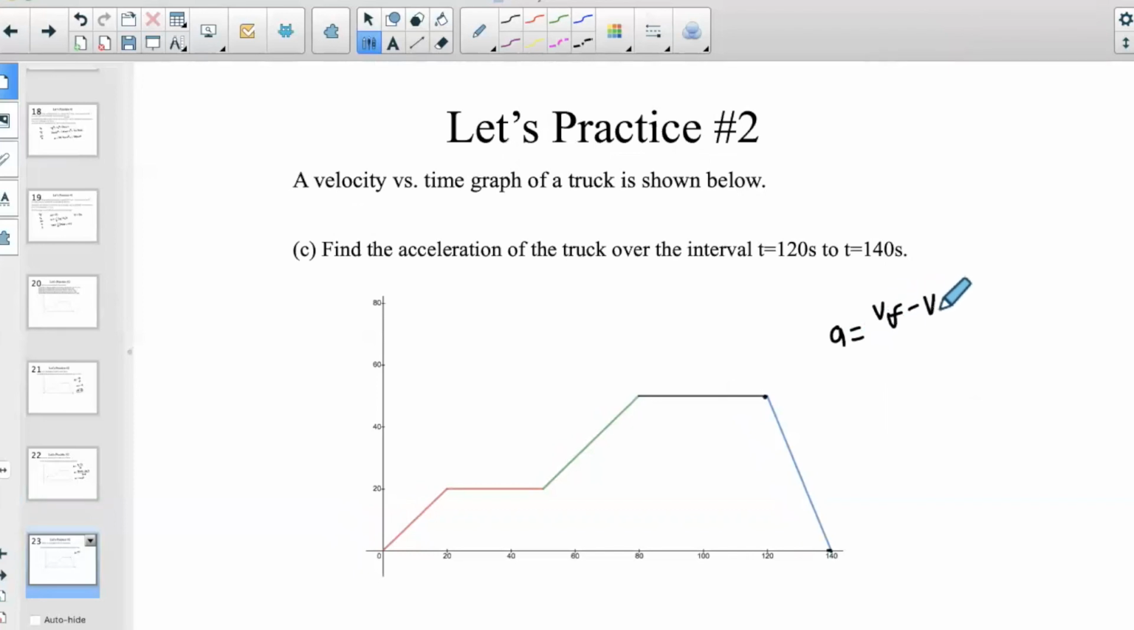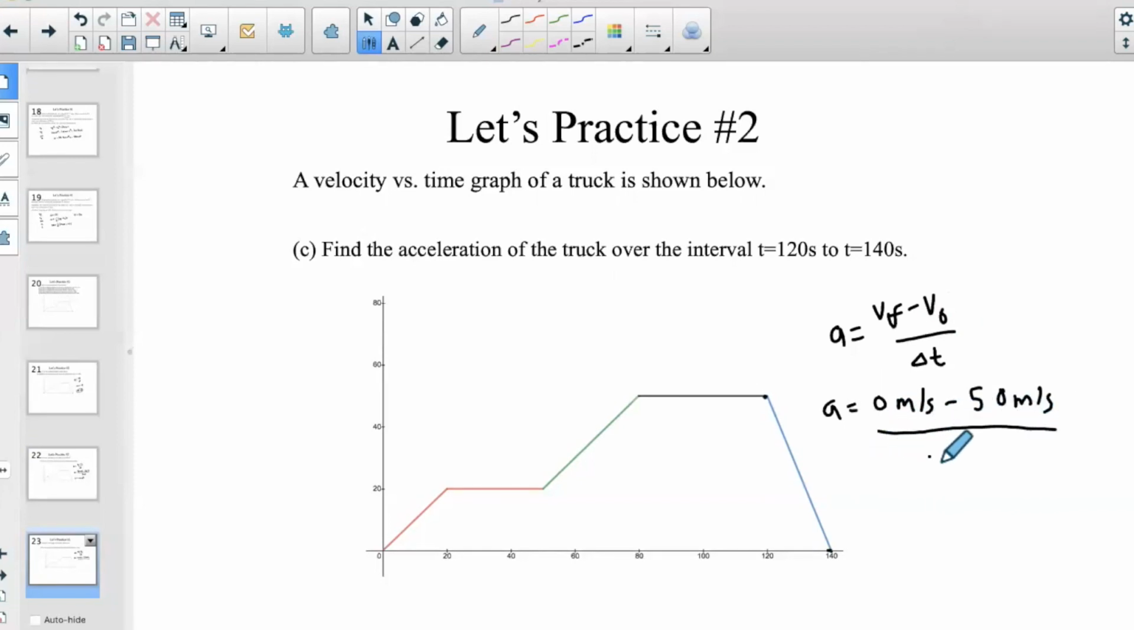Acceleration equals the final velocity minus the initial velocity over the change in time. Plug in our values. Our initial is 50 meters per second. Our final is 0 meters per second, I meant. Sorry about that. Minus our initial of 50 meters per second. And remember, we're just talking about this time period from t equals 120 seconds to t equals 140 seconds.